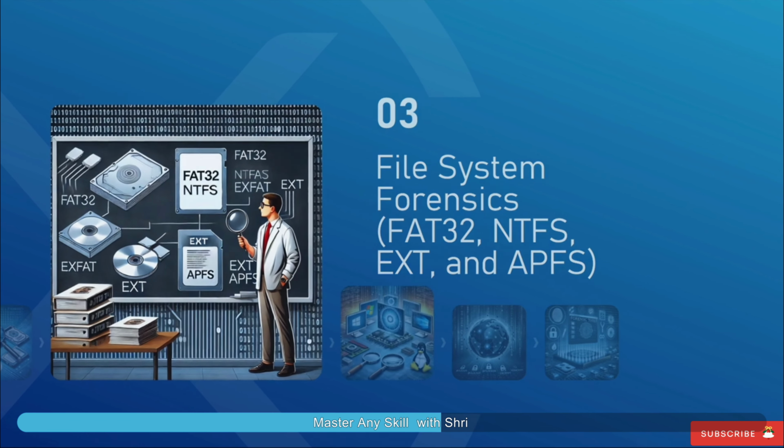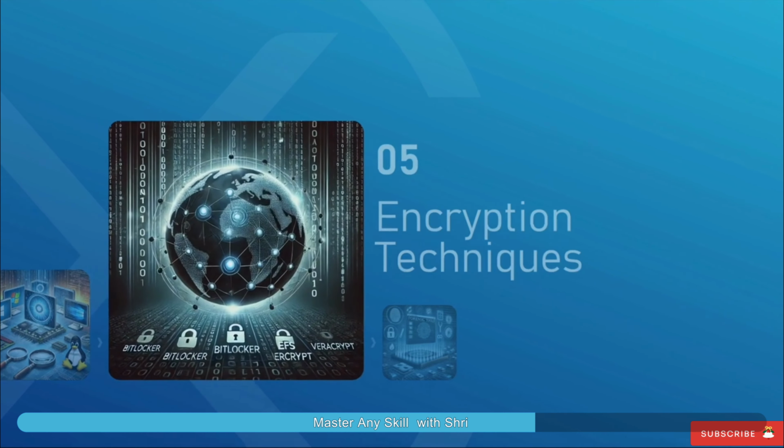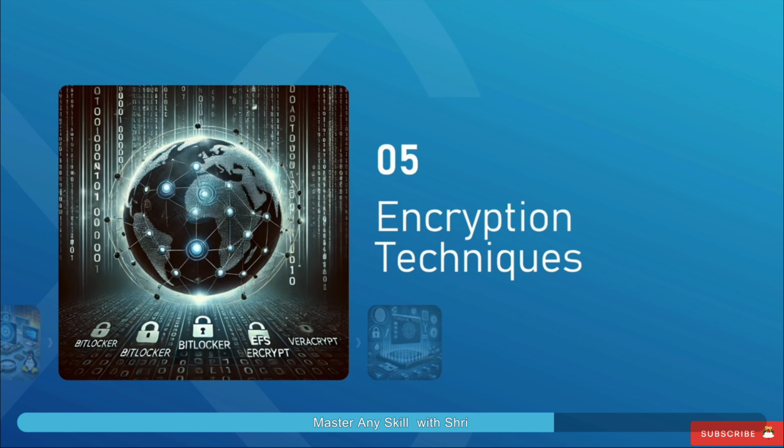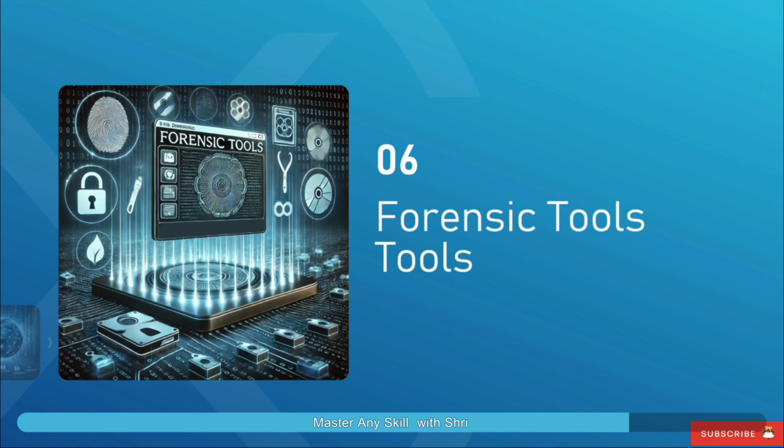Operating System Forensics focuses on Windows, Linux, and macOS, teaching you how to analyze artifacts like registry data and log files. Another key chapter dives into encryption techniques, covering BitLocker, FileVault, and attacks like cold boot attacks. Finally, we move into hands-on practice. Forensic Tools introduces Autopsy and FTK Imager, showing how to analyze forensic images and discover artifacts.